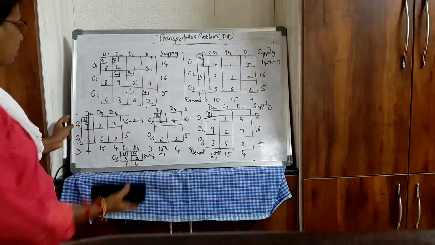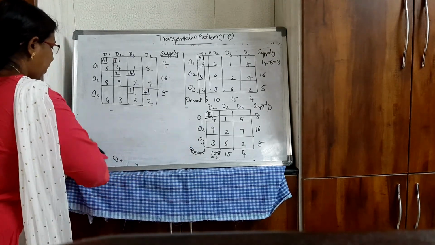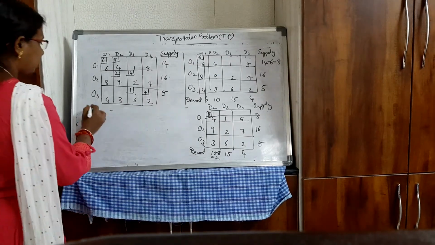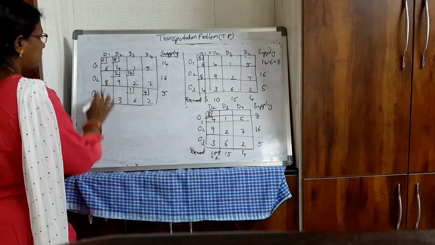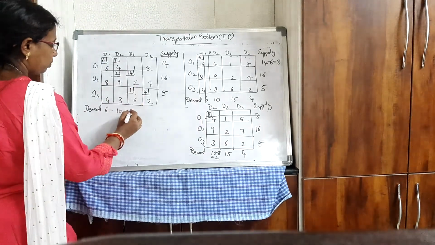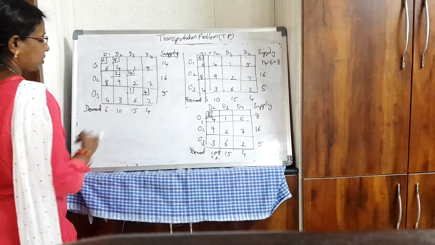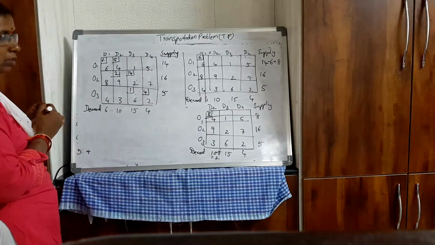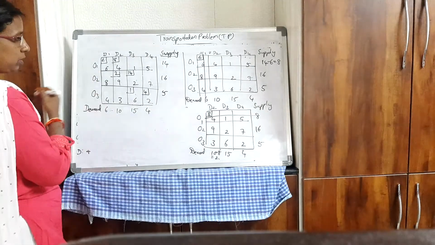Similarly, column wise also find the demand, whether you are getting the same demand values or not. If you are getting the same demand values, it means your allocations are correct. Same demand and supply values. So this is 6, 8 plus 2, 10, 14 plus 1, 15, and here you have 4. As given in the problem, you got same supply and demand. That means this is the initial basic feasible solution.